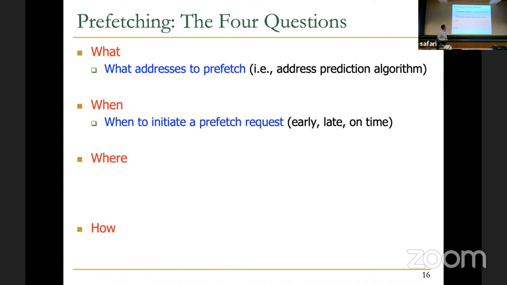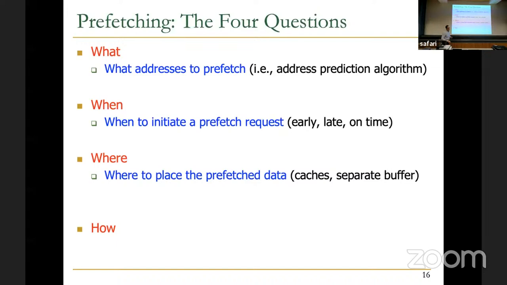When is when to initiate a prefetch request? Like, when do you decide to do it? How early should you be? How late can you be? Should you be on time? Basically, prefetches can be classified in terms of their lateness, if you will. Where: there are many questions in where, actually. Where do you place the prefetched data? Do you place it into caches?